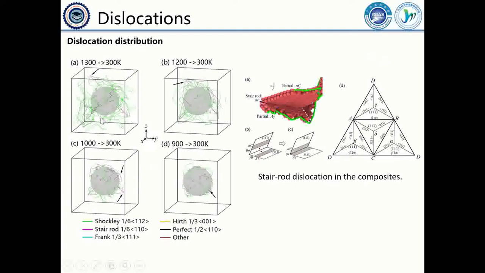This picture shows the dislocation network of the composites at the end stage of cooling down from high temperatures. The central sphere is the silicon carbide particle, and the copper atoms have been deleted. The dislocations are distributed along the reinforcement, and stair-rod dislocations are also found in the composites.